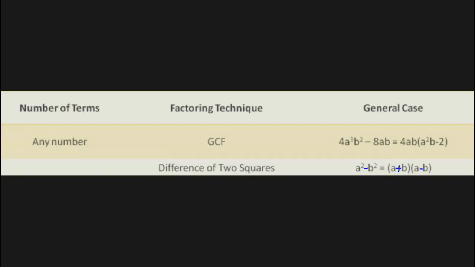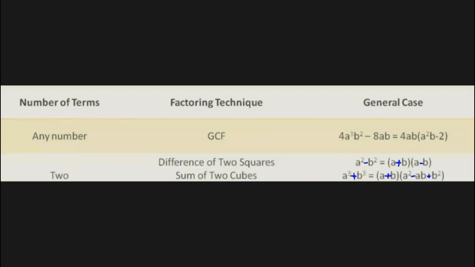A new formula, one we haven't talked about before, is called a sum of cubes. So you have a cubed plus b cubed. That always factors as a plus b, quantity a squared minus ab plus b squared. So the a represents the cube root of a cubed, the b represents the cube root of b cubed.